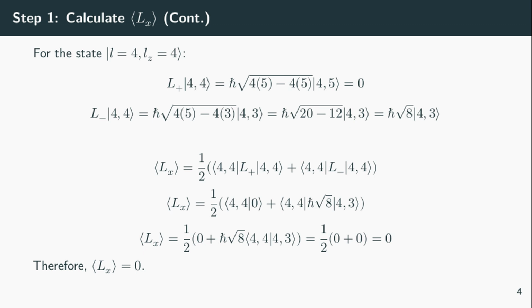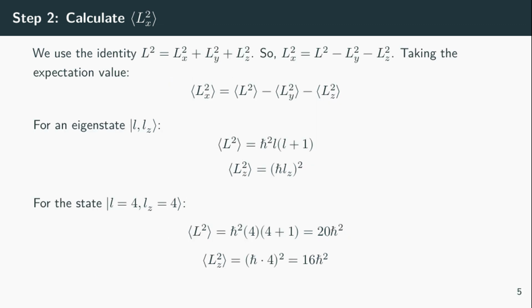Now, let's compute the expectation value of Lx for this state. We use the formula Lx equals 1/2 L plus plus L minus. This requires calculating the expectation value of L plus and L minus separately. For the L plus term, we have the inner product of 4, 4 with L plus acting on 4, 4. Since we found L plus acting on 4, 4 is 0, this entire term is 0. For the L minus term, we substitute the result we found, h bar times the square root of 8 times the state 4, 3. We pull the constants out of the inner product, leaving us with the inner product of 4, 4 and 4, 3. Since these states have different Lz values, they are orthogonal and their inner product is 0. Combining these results, the expectation value of Lx is 1/2 times 0 plus 0, which is 0. This is consistent with our expectation for an eigenstate of Lz.